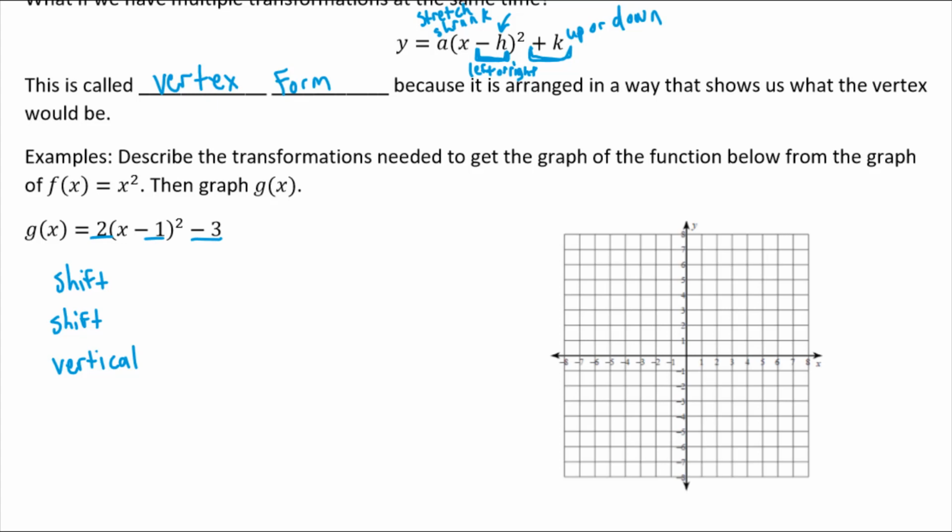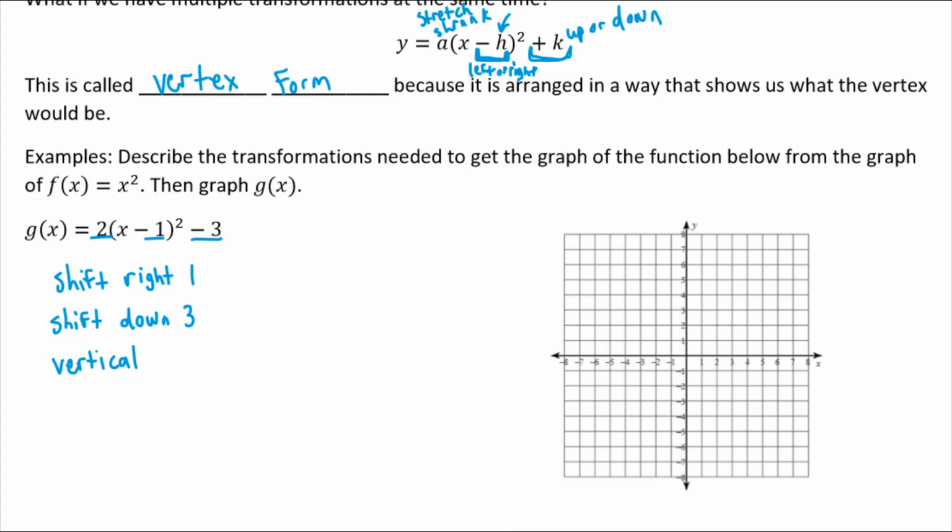If we want to know if it shifts left or right, we're looking inside of our parentheses. A -1, that's part of the super secret opposite society. So this -1 is telling me that it shifts right 1. The -3 on the outside that I'm subtracting outside my parentheses, that's telling me about up or down. And since it's a -3 and it's outside, which is not a part of the super secret opposite society, that means that I would shift down 3.